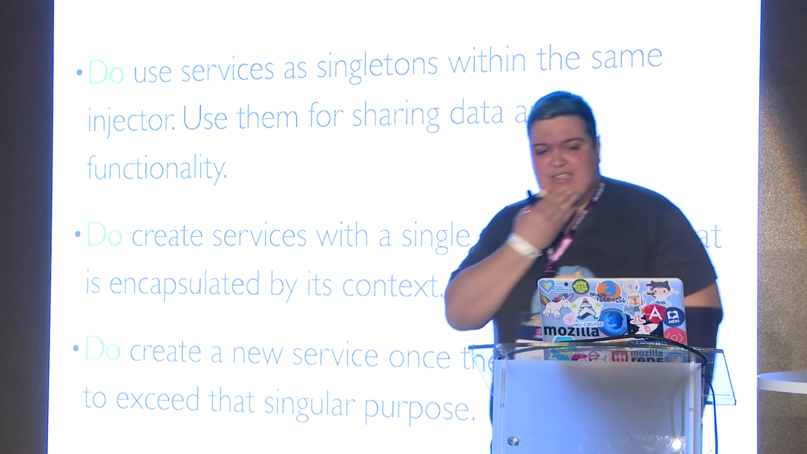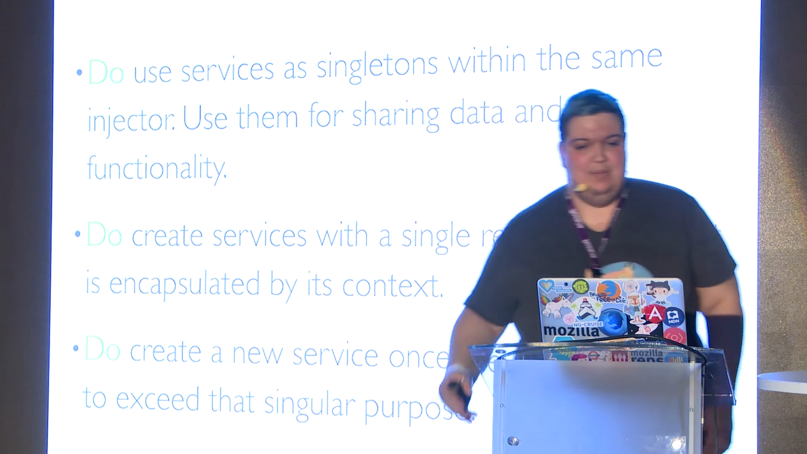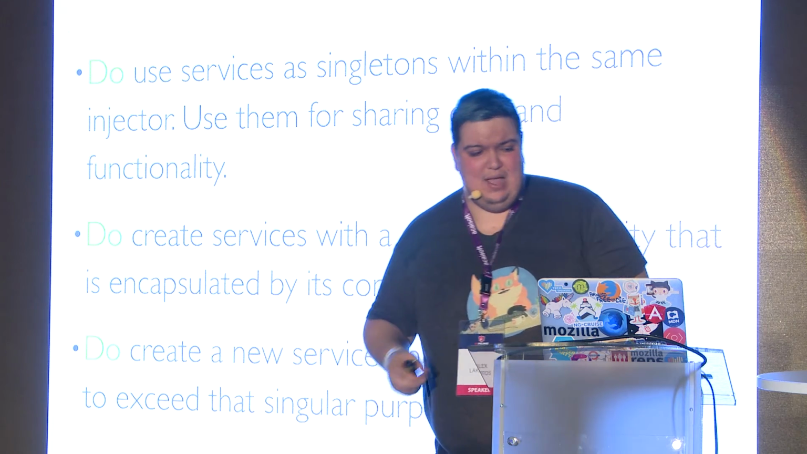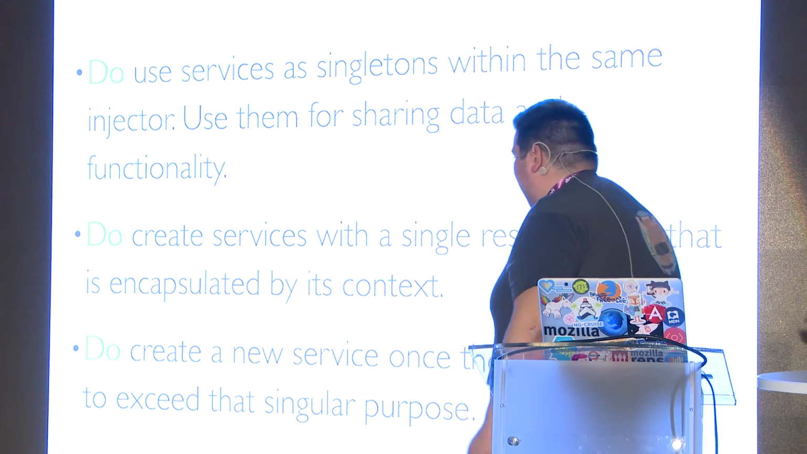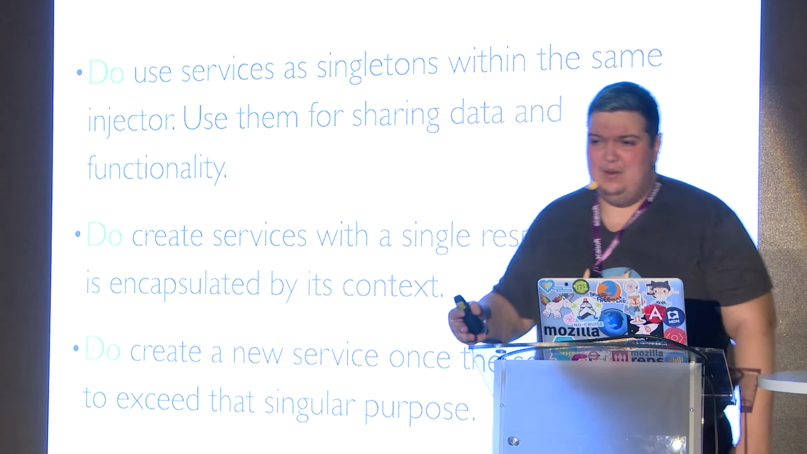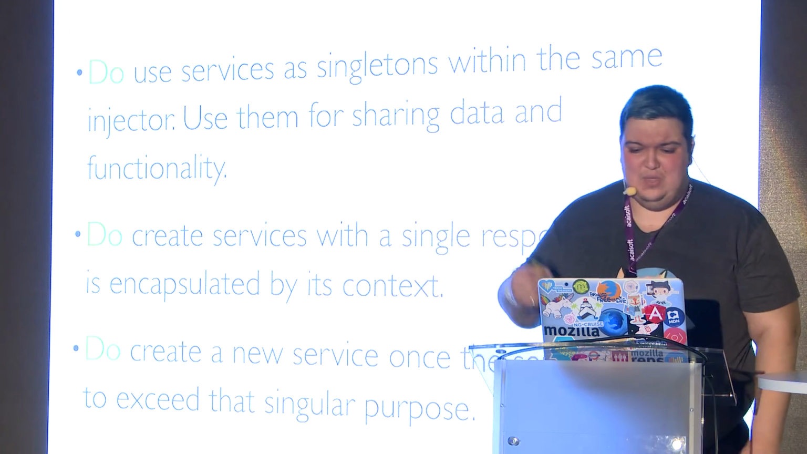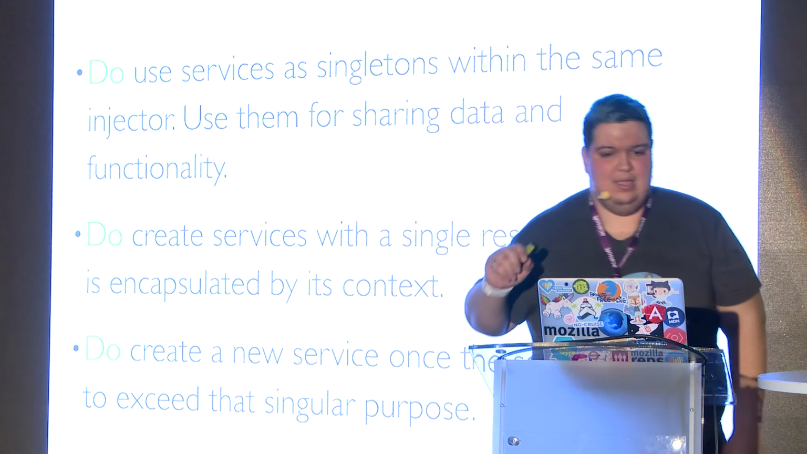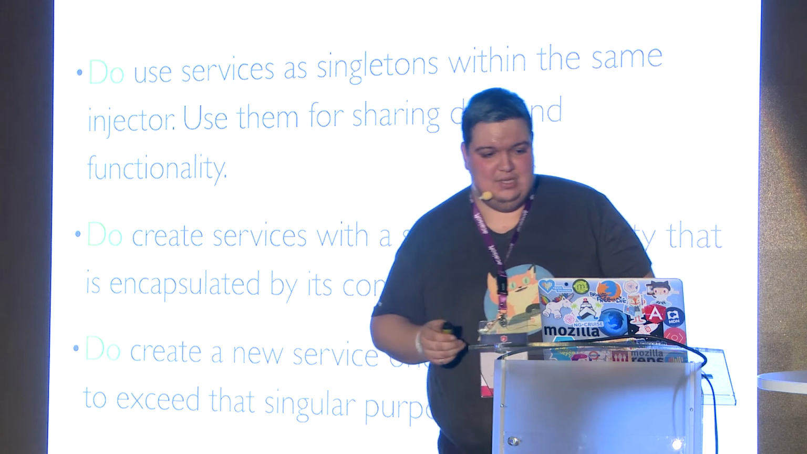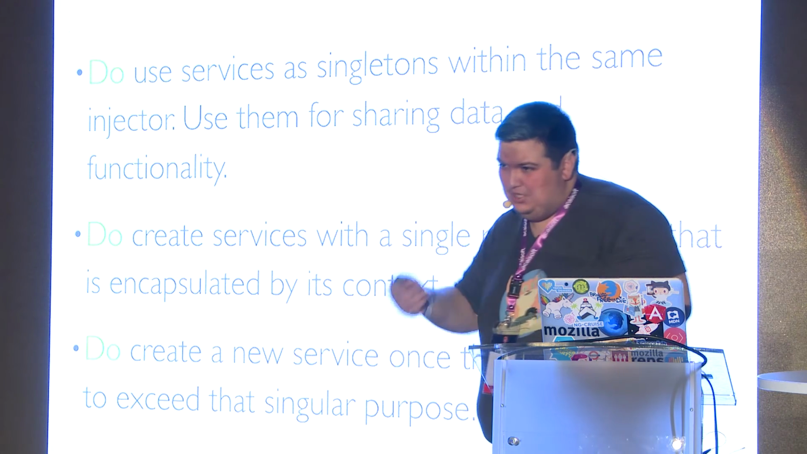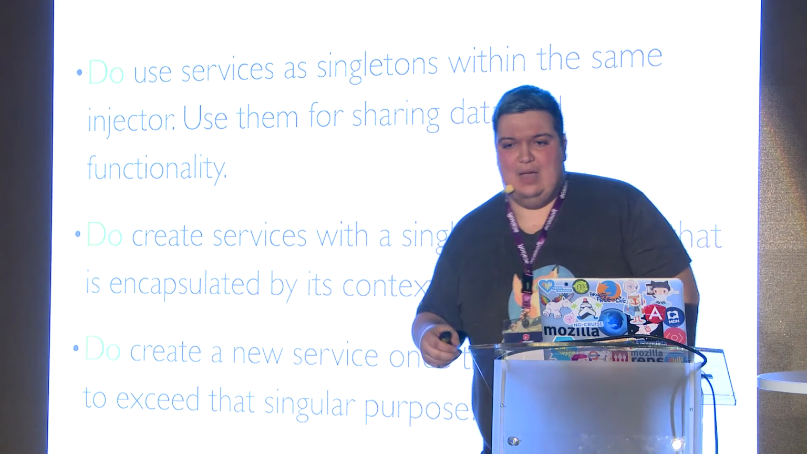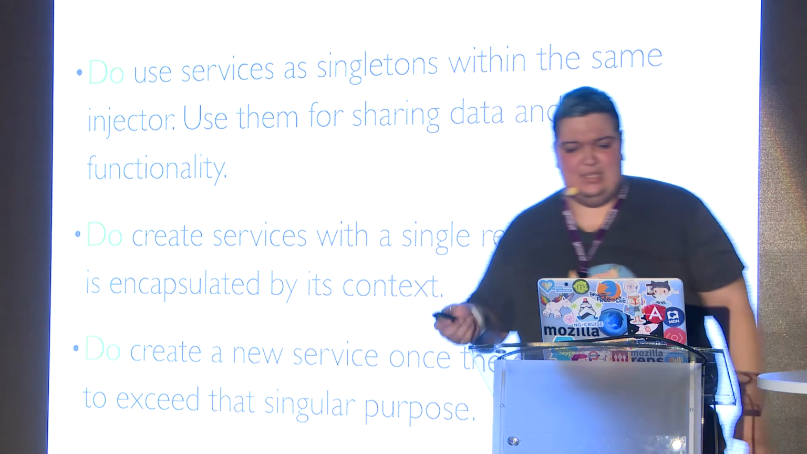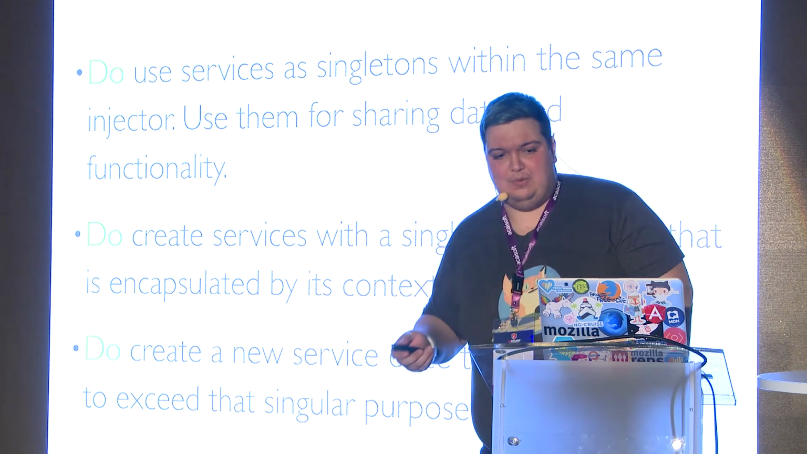When it comes to services, we use singletons within the same injector. We use them for sharing data and functionality mostly. Services are ideal for sharing stateful in-memory data or methods that we reuse across different components. And we try to keep them small, just the same as we do with functions. They have only one responsibility, which is encapsulated in the context. And once our service gets too big or does more than one thing, we try to split it out and have two separate services.